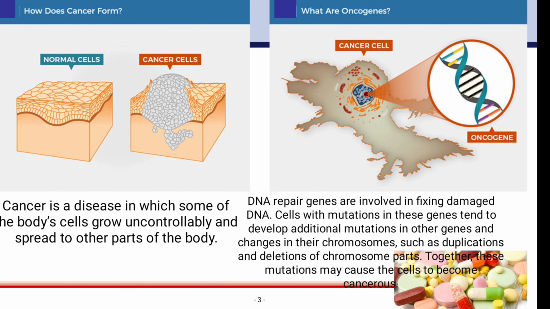How does cancer form? Cancer is a disease in which some of the body's cells grow uncontrollably and spread to other parts of the body. And what are oncogenes? DNA repair genes are involved in fixing damaged DNA. Cells with mutations in these genes tend to develop additional mutations in other genes and changes in their chromosomes, such as duplication and deletion of chromosome parts. Together, mutations may cause a cell to become cancerous.